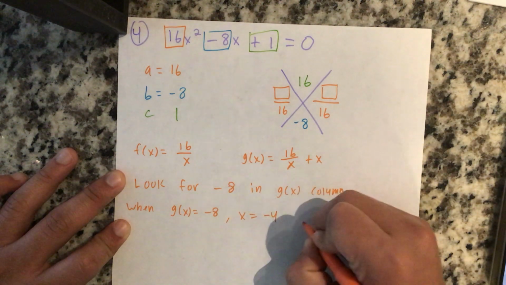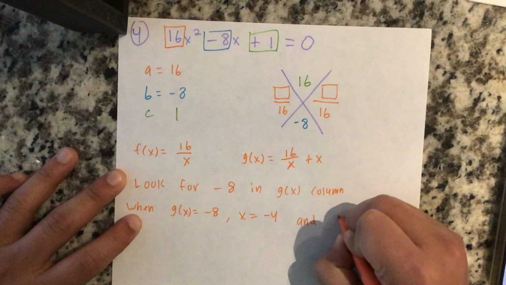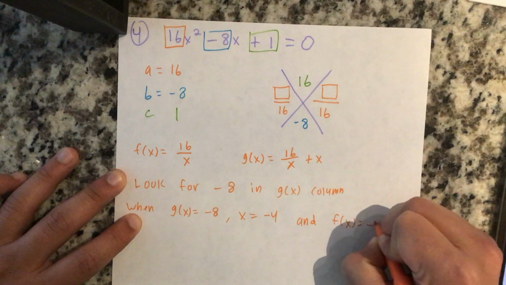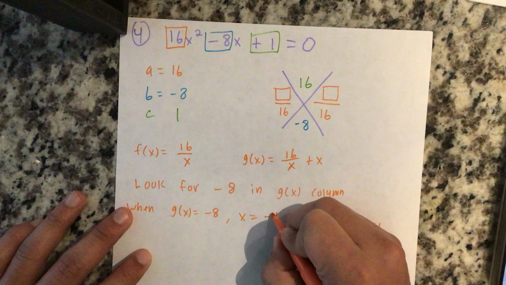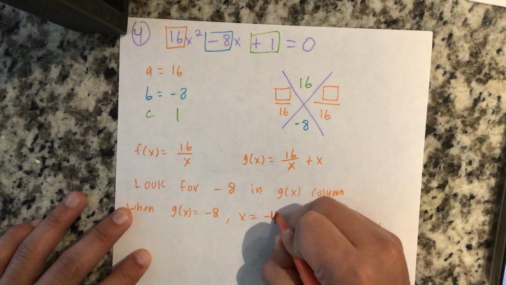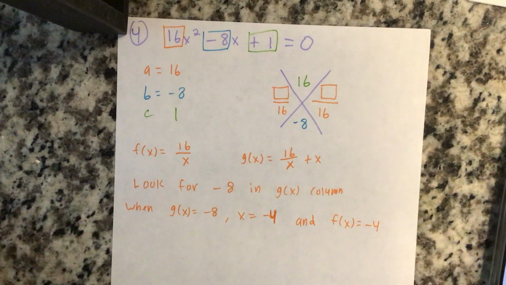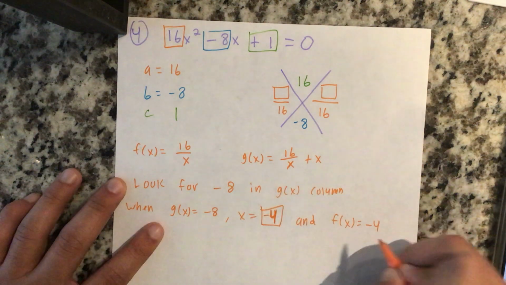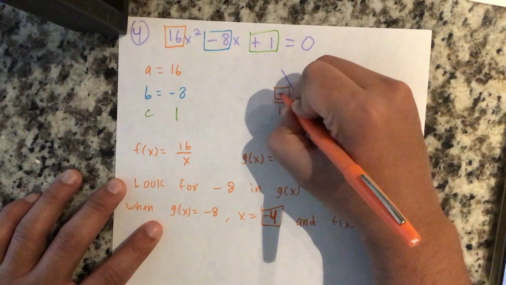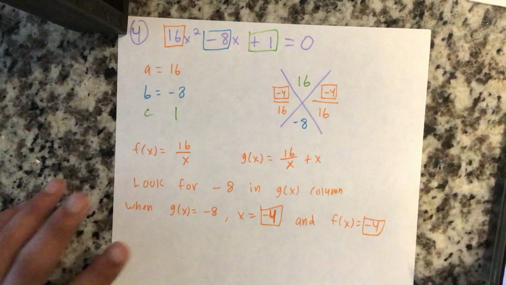So this one looks a little different. F of x equals negative 4. All right, so we got that. I got x equals negative 4. Whoa, that's a bad 4. And f of x equals negative 4. So we box those, move them up here. So negative 4, negative 4.